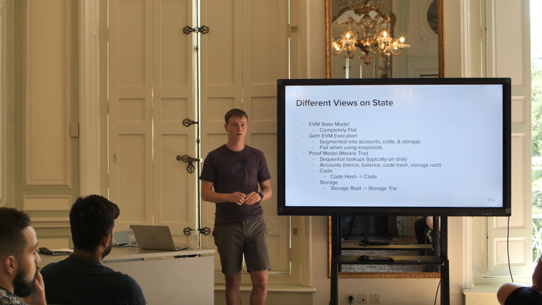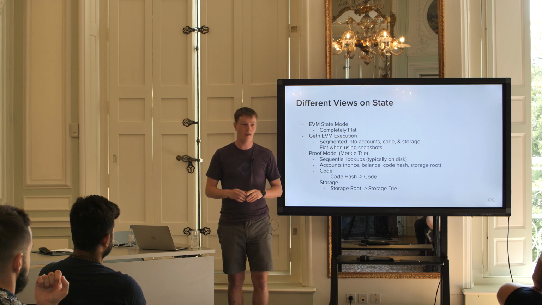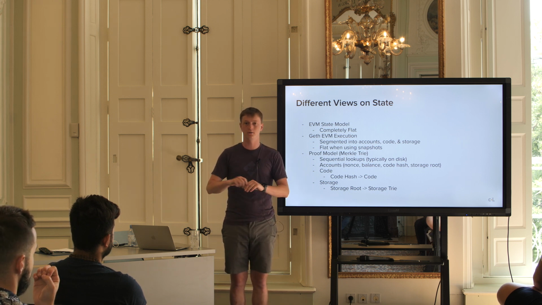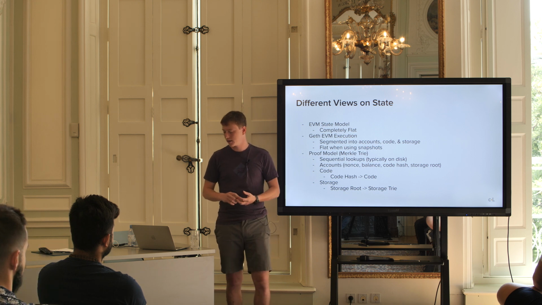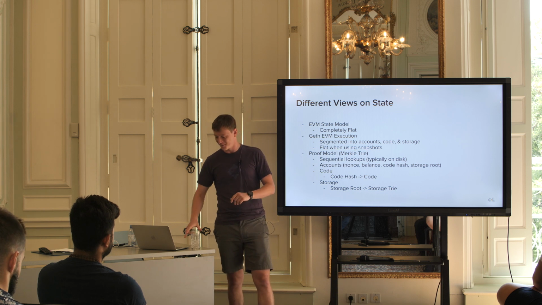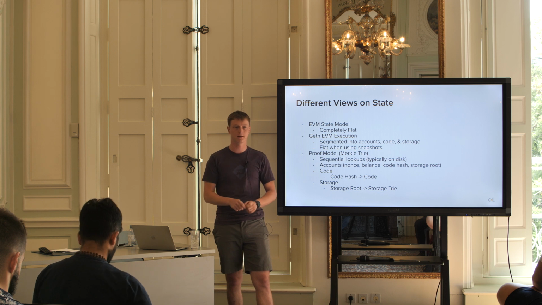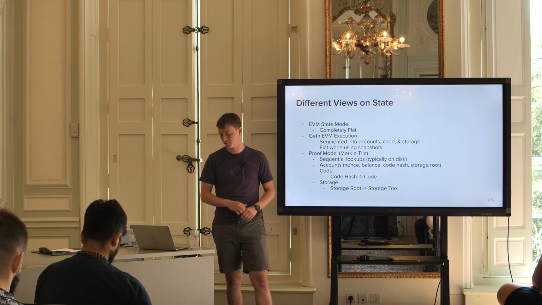And then once you go into the EVM, Geth's EVM execution layer, it's still flat, as in it actually does just a single lookup per state, and that's due to the new snapshots feature. You should use it. But one difference now is that it's segmented out into accounts, code, and storage, and that flows from the proof model.